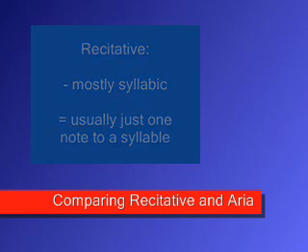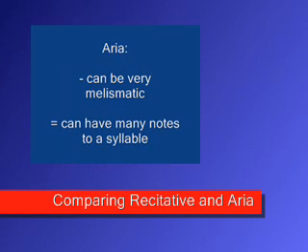Syllabic music. Arias, on the other hand, can be very melismatic. Take a look at the word melismatic. You see at the beginning of it the stem mel, which means sweet, honey, or song, and it refers to a kind of music that can have many notes to a syllable. So again, we have a polar opposite. Recitative, which is generally syllabic, and arias, which can be very melismatic. We'll see an extreme example of this later on in this course.